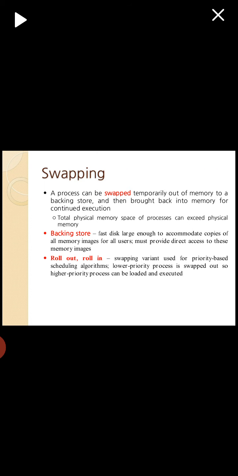The next topic, or next point, in memory management is swapping. So what is normally meant by swapping, that we will see. A process can be swapped temporarily out of memory to a backing store and then brought back into memory for continued execution. Simply, during execution of your program, your main program is executed from main memory.